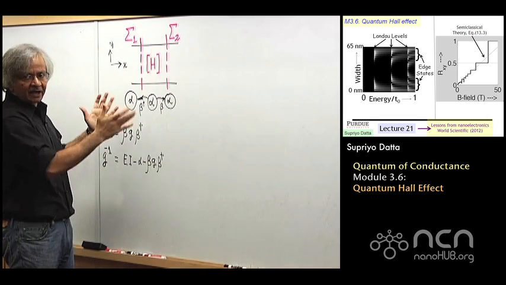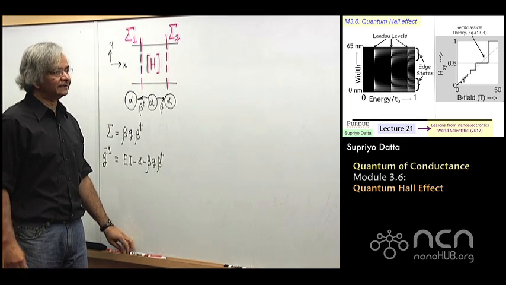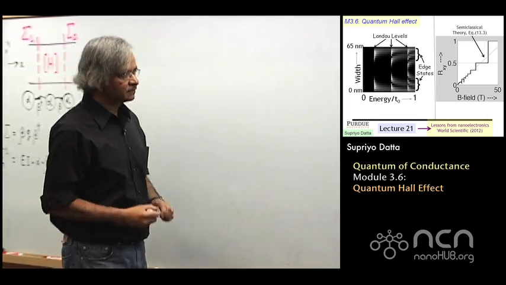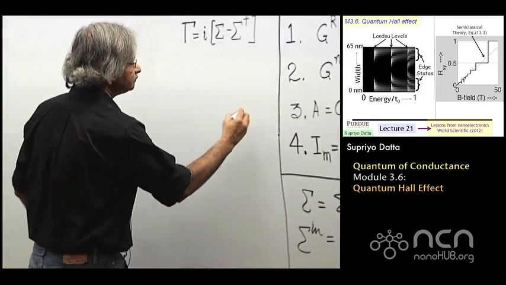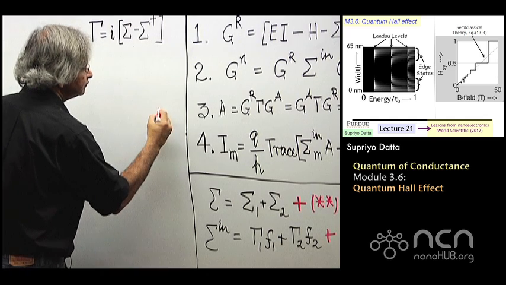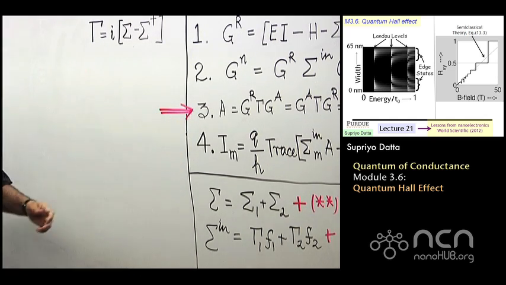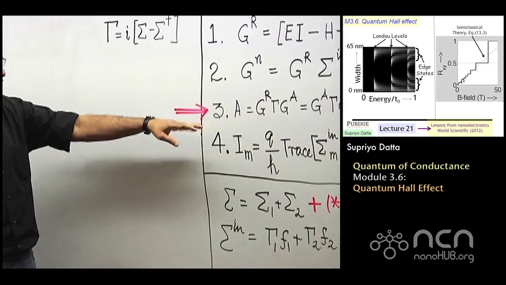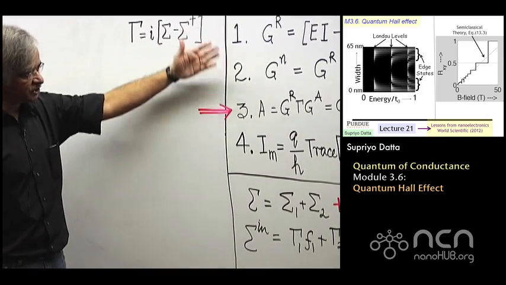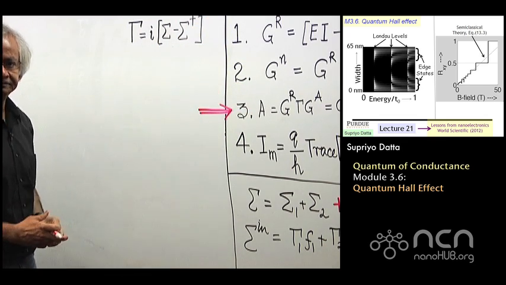Okay? So let's say we have all that. And now we go ahead and look at the density of states. And by density of states, what I mean is this quantity here, the A. That's what's called the spectral function. It's a matrix, but if you look at its diagonal elements, it tells you the density of states. And of course, once you have H and sigma, there's a straightforward prescription for calculating that.